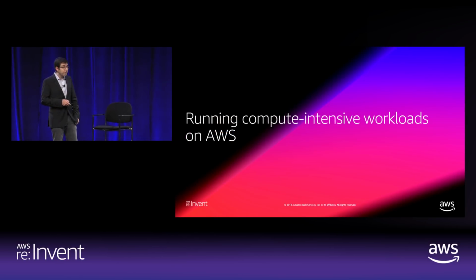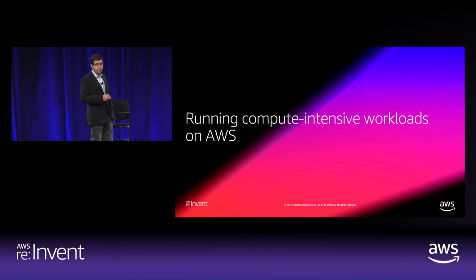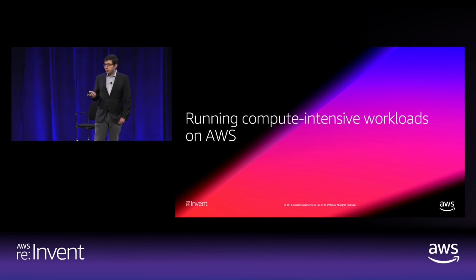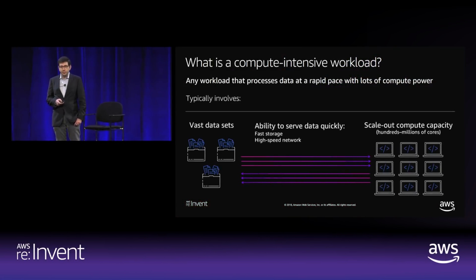And most of you are here because you're looking for storage to use with your compute-intensive workloads. So I want to talk a little bit about running compute-intensive workloads on AWS to tee up the discussion. And so let's start with a definition. What do we mean by a compute-intensive workload? Well, it's any workload that processes data at a rapid pace with lots of compute power. So another way to say it is a workload that processes large amounts of data with large amounts of compute.